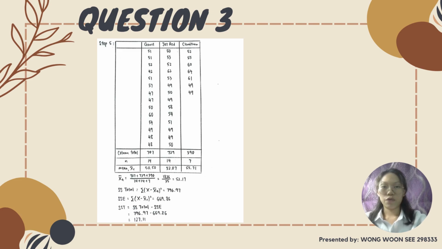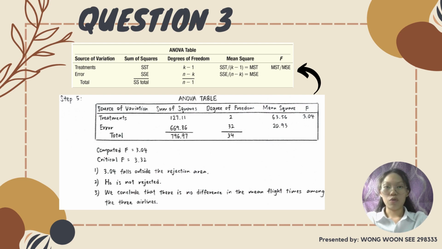Step 5 is using formulas to find the sample means for treatments, which are 50.5, 52.07, and 55.71. Grand mean, which is 52.17, SS total, which is 796.97, SSE, which is 669.86, and SST, which is 127.11. Next, we can complete the ANOVA table based on the formulas. Since computed F is smaller than the critical F, in conclusion, 3.04 falls outside the rejection area. The null hypothesis is not rejected. We conclude that there is no difference in the mean flight times among the 3 airlines.